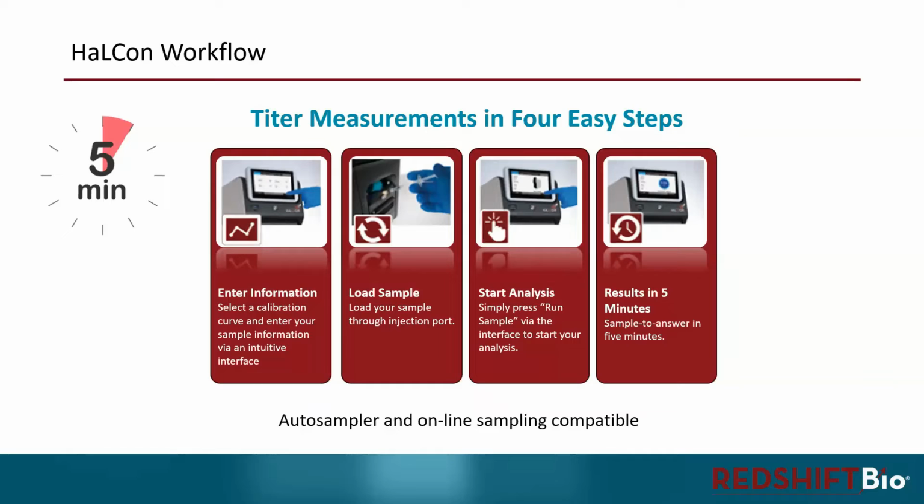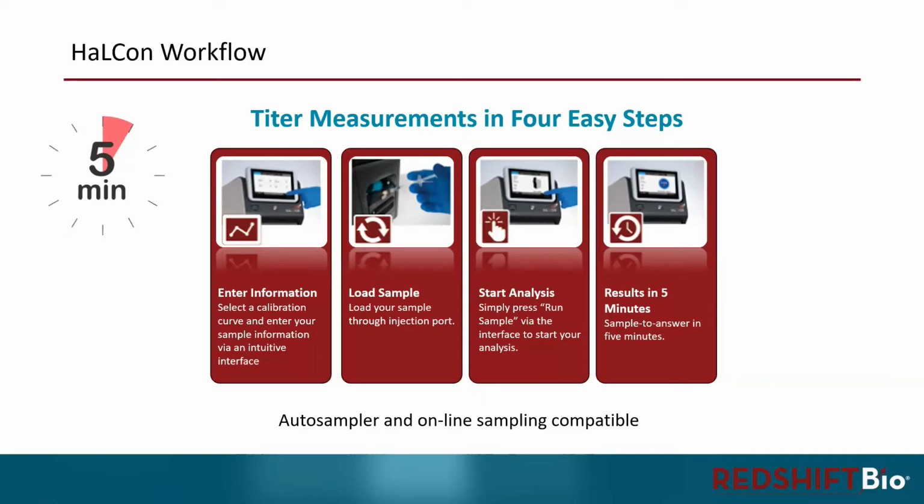What are the workflows for running on HaLCon? It's 4 easy steps to get going. You walk up to the instrument, it has a touch screen on it. You enter your sample identifier. You select which cal curve you want to use for quantifying your samples. You then inject your sample directly into the HaLCon instrument. You hit the start run button or the run sample button. And at that point, everything happens on its own.